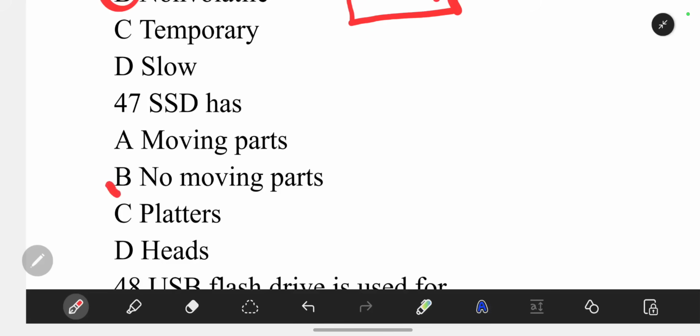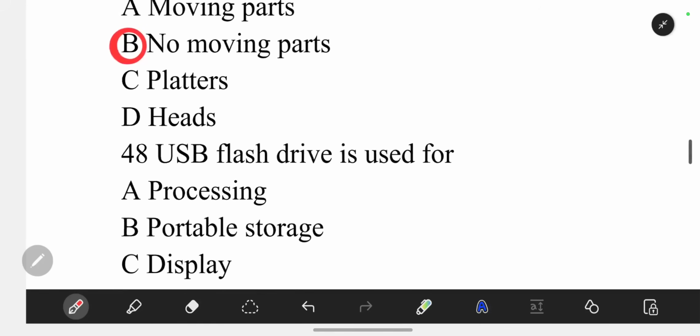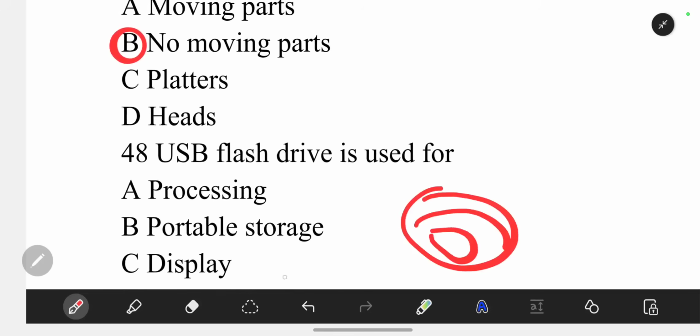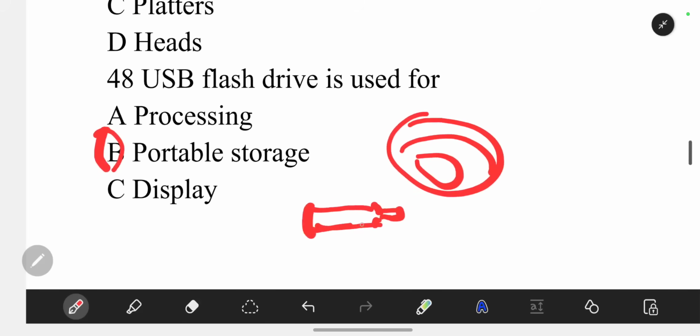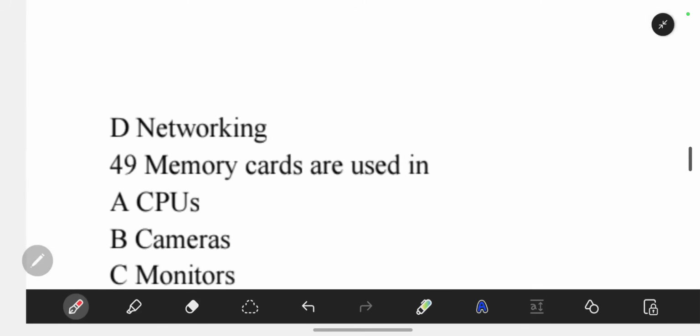SSD has no moving parts, like HDD, the one with platters and all that. Then 48, USB flash drive is used for portable storage. You can easily get your flash and move with it.